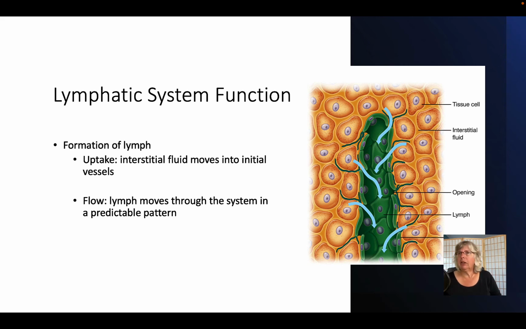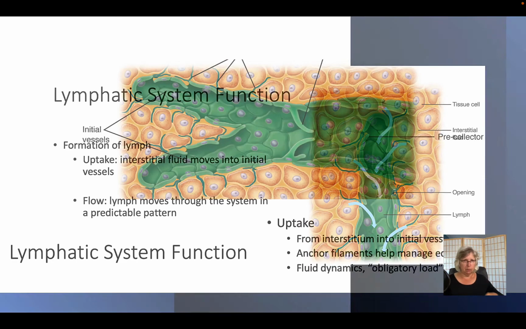So we've done a pretty good job on talking about lymphatic structure, right? We talked about all the different levels of lymphatic vessels, from initial vessels all the way up to the ducts. We talked about lymph nodes, where they are, what they're made of, what they look like as the fluid flows through them. What I want to do now is talk about lymphatic system function specifically in terms of uptake and flow, because these are not synonymous terms.